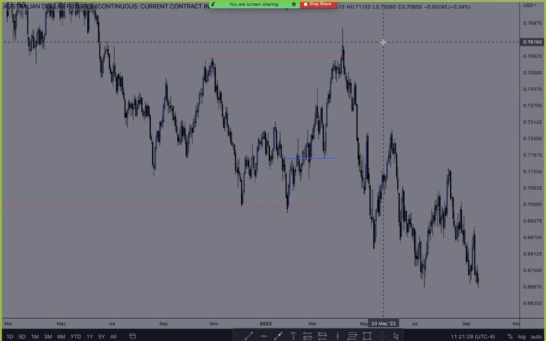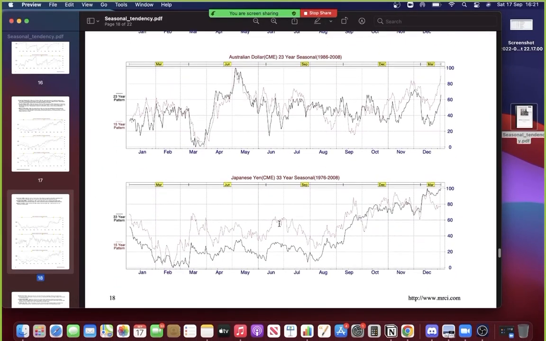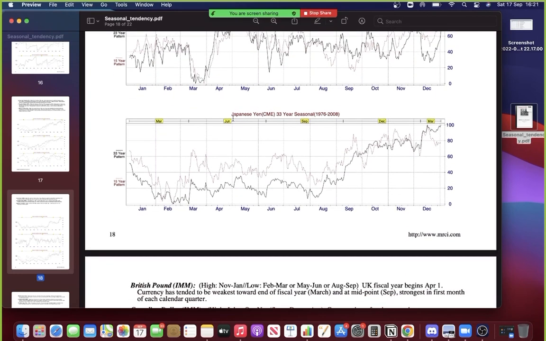Now, how can we use that seasonal tendency chart for mega trades? Well, let me show you. Let's go back on that chart again and scroll down to the Japanese yen. As you can see here, March is the strongest seasonal tendency for the Japanese yen throughout the whole year. Look at it. It looks very quick, very sudden.